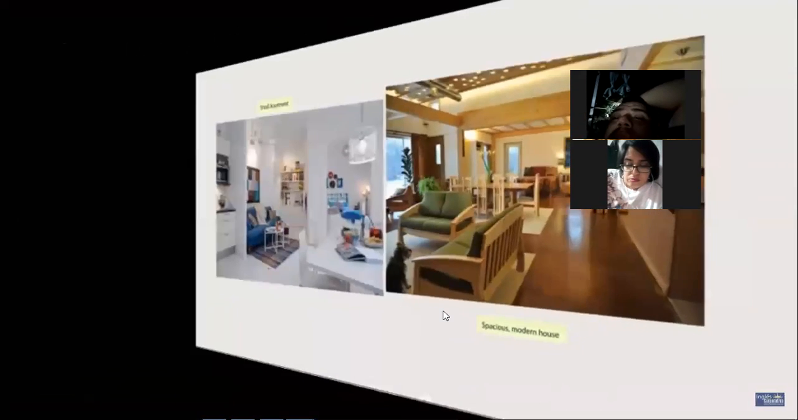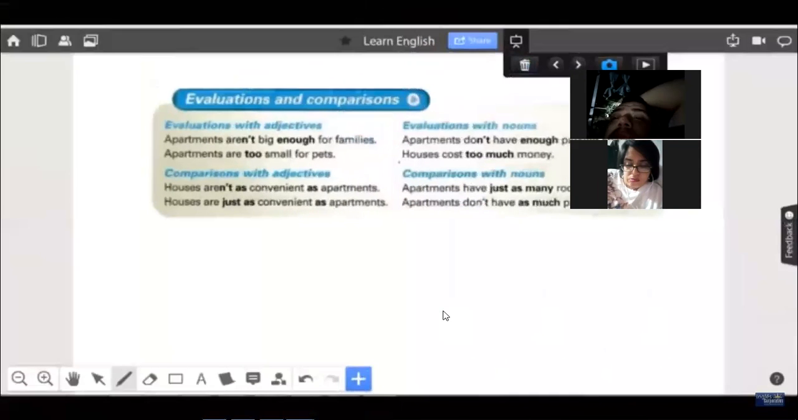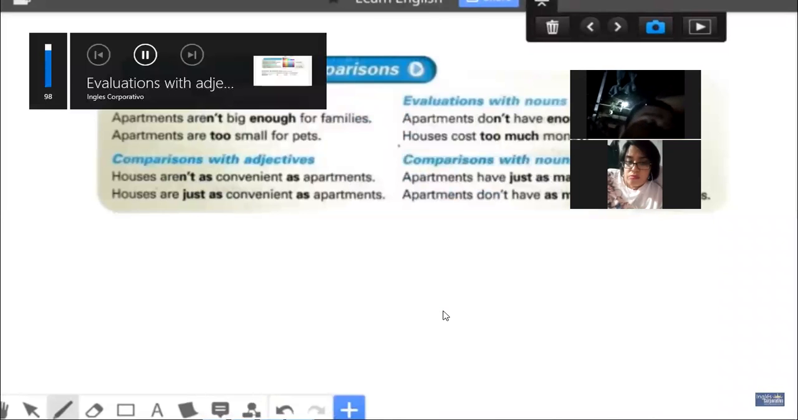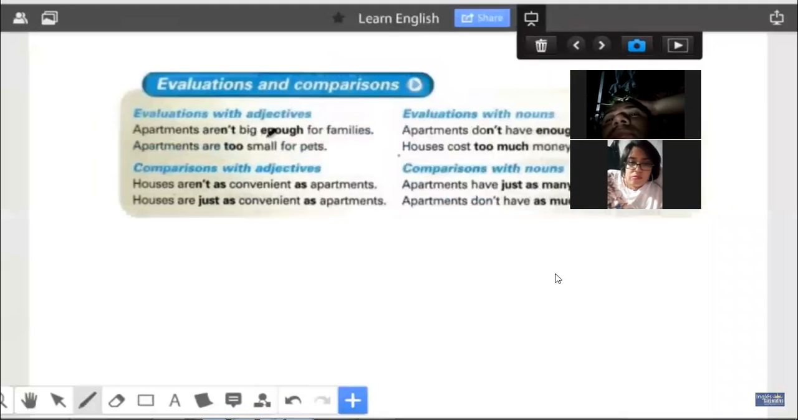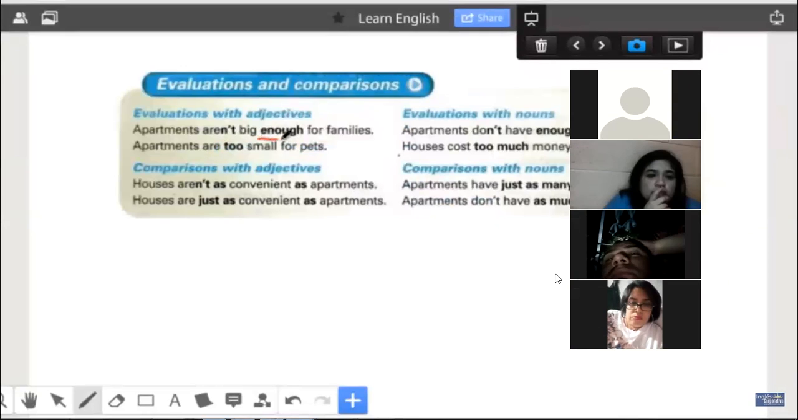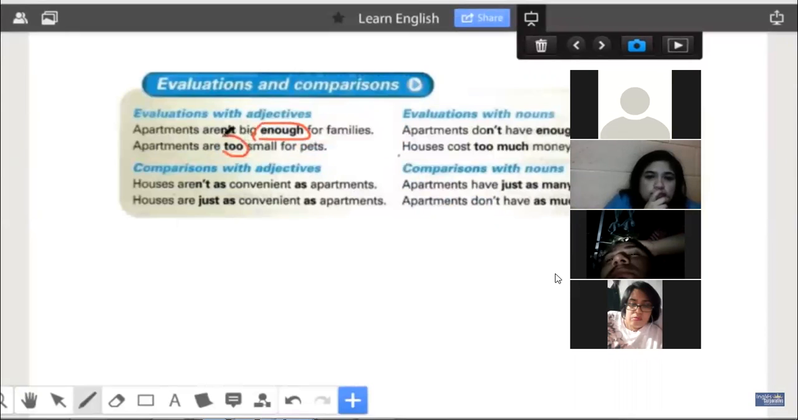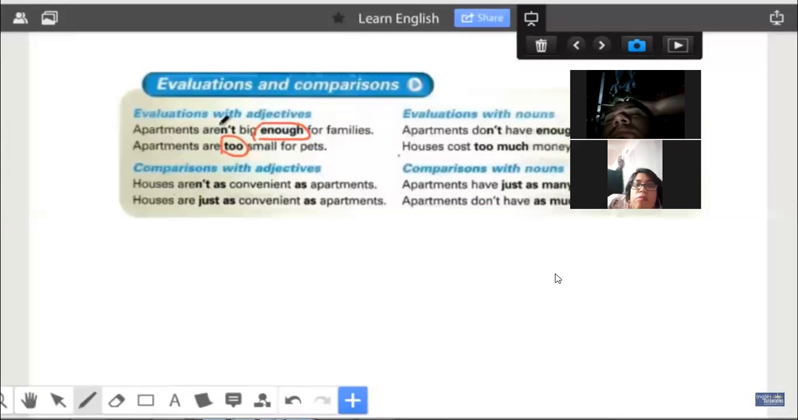Let me present some structure now. The first thing that I would like to do is to show you how to make evaluations using adjectives. And particularly, we're going to learn how to use the words enough and too. After that, we're going to make evaluations, but this time we're going to use nouns. And at the same time, we're also going to use the words enough and too.